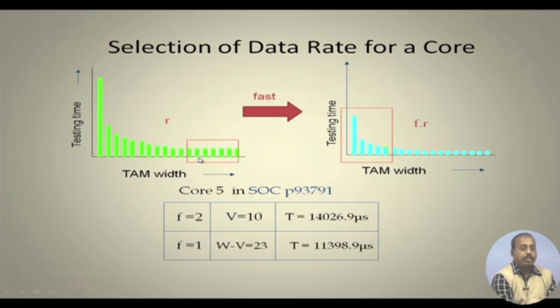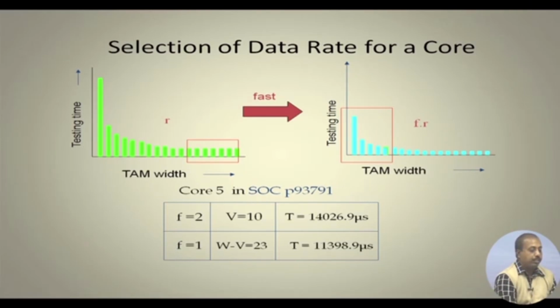So, I have to use this larger number of low speed channels, but when I have these high speed channels, then I do not need to use a higher TAM width. The low TAM width may be sufficient, because the test time we get is reduced significantly. So, I can use some values in this range.